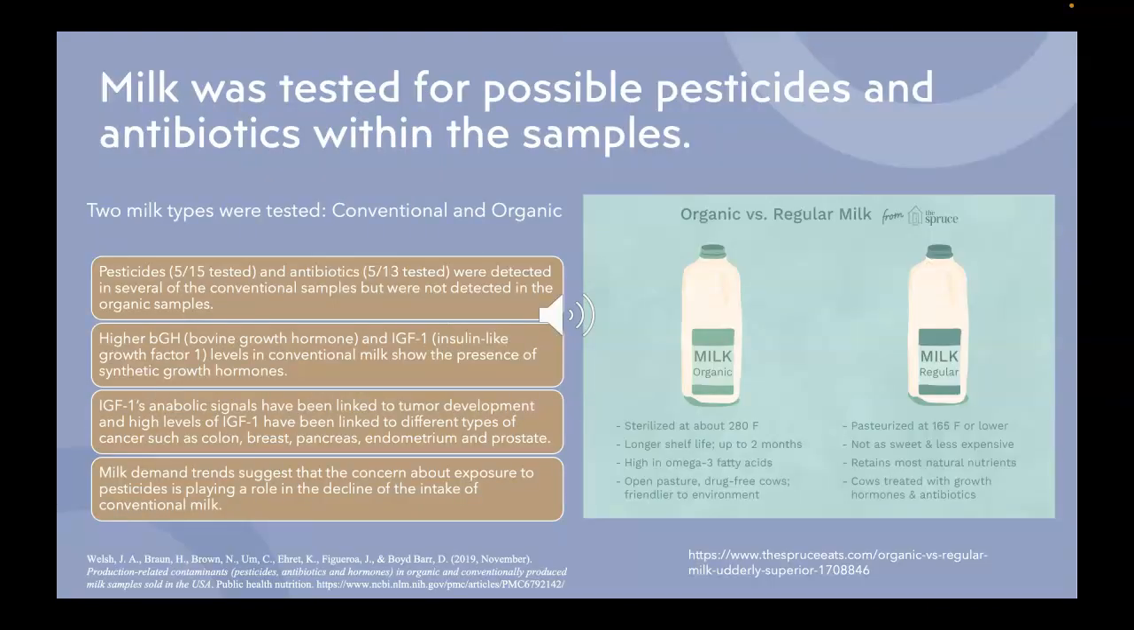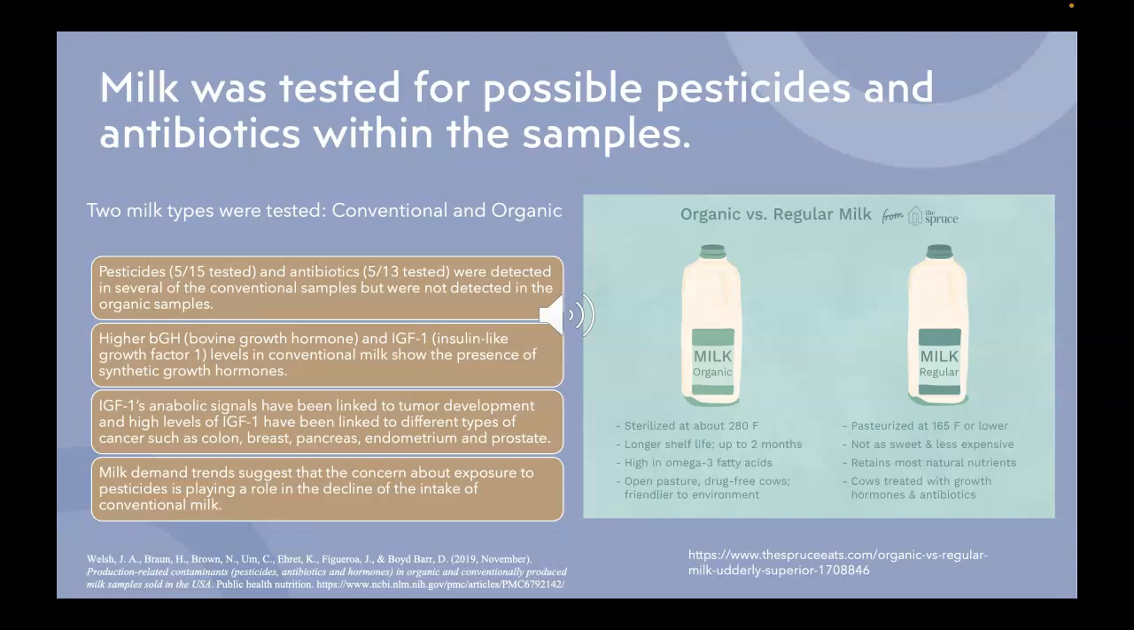This slide discusses the study that was done on milk in order to test for possible pesticides and antibiotics within the sample. 2 different milk types were tested, conventional milk and organic milk. On the right discusses the comparisons between the two.